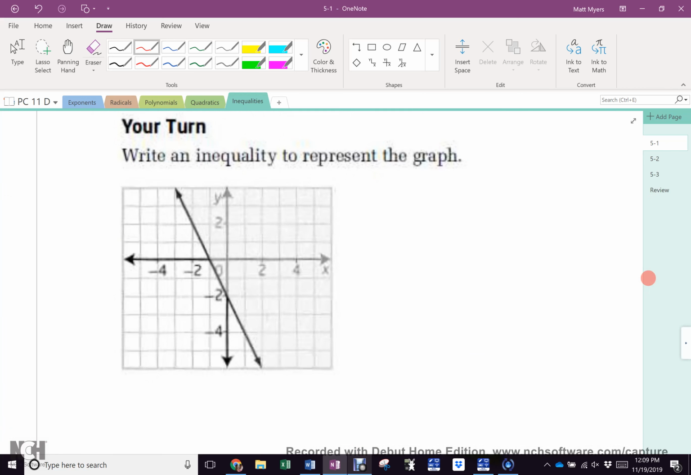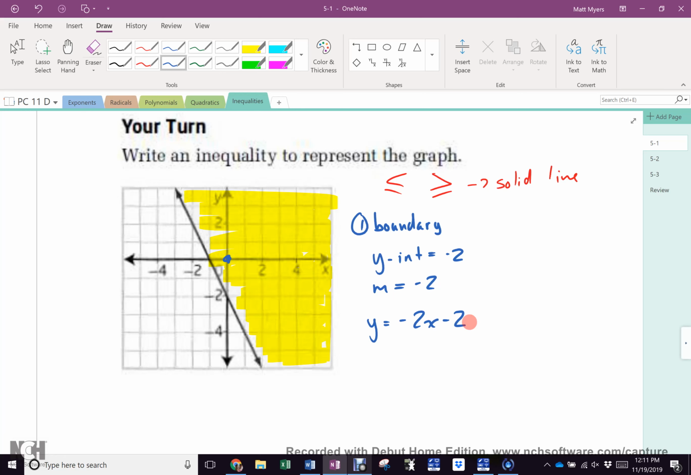Y-intercept is -2, and what's the slope? -2. So what's my line? I need to stop there for a moment. Is everybody good with that grade 10 stuff? Can you make a graph from an equation and take an equation to a graph? Can you take an equation to a graph and a graph to an equation? Everyone can do it?